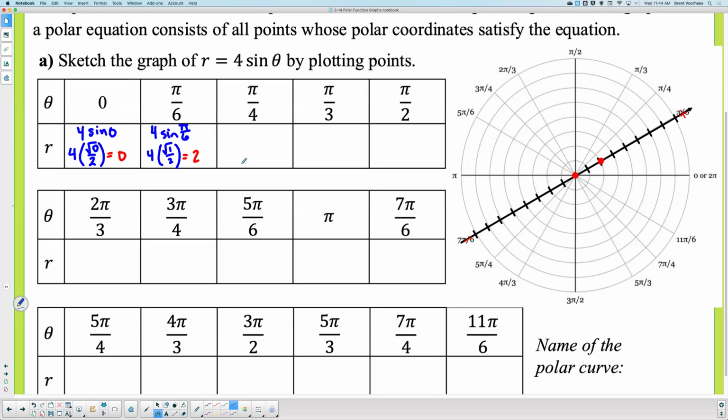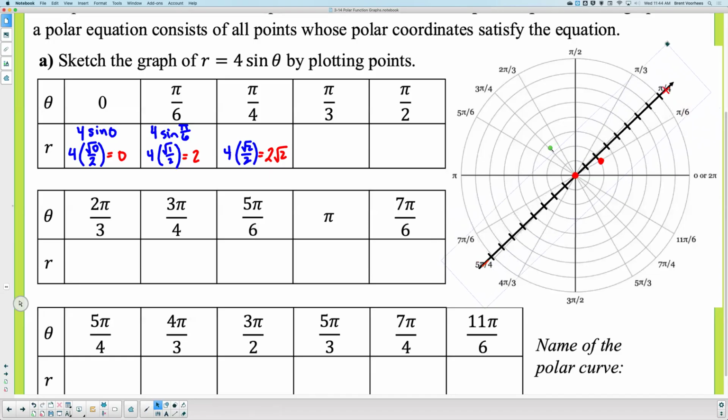The next value, I'd plug in pi over 4. It would simplify to be this, 4 square root 2 over 2. Notice the pattern. Remember, sine and cosine, they count up the square roots. And this would reduce to become 2 square roots of 2. I believe 2 square roots of 2 is something like 2.8. I think it's 2.82. So let's go to pi over 4. Put your next dot at 2.82, wherever you think that would be. 2.82 is somewhere in there.